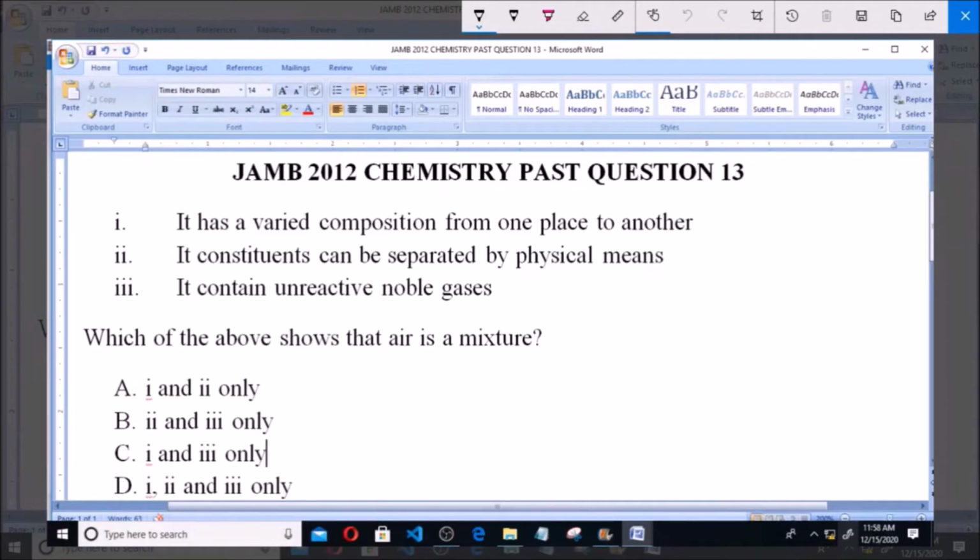I'll be answering JAMB 2012 Chemistry Past Question 13. Now, this given description above is actually talking about the properties of air. We are asked which of the above shows that air is a mixture. I says it has a varied composition from one place to another. Like we know, the composition of air here and the composition of air in another place actually varies. II says its constituents can be separated by physical means. Like we know also, air is a mixture and can be separated by physical means.